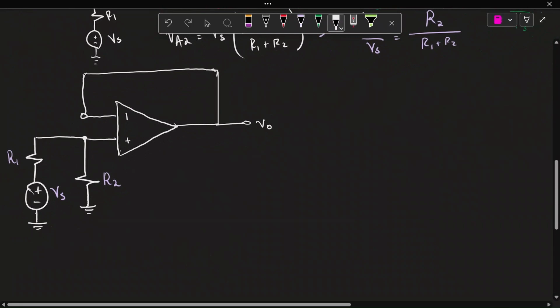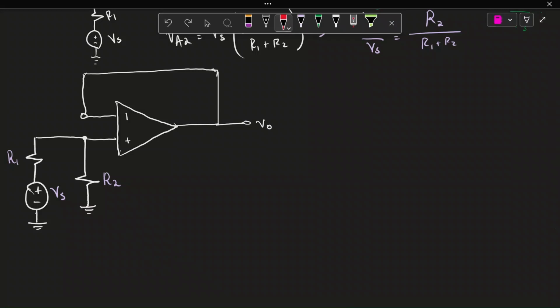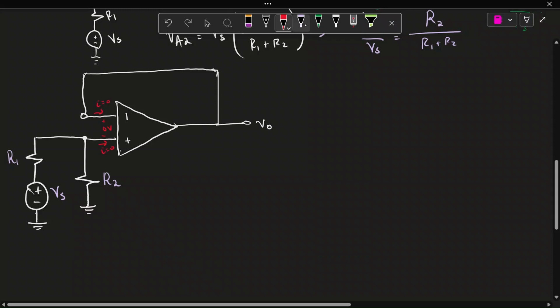This one's a little odd. We have no feedback resistor here. That might be something to note. But first thing, the two golden rules. The voltage difference between the inputs must be 0 volts, and the input current must be 0. So again, let's let this equal VA and this equal VA. They're both going to be VA.